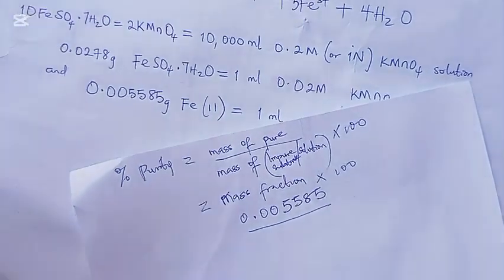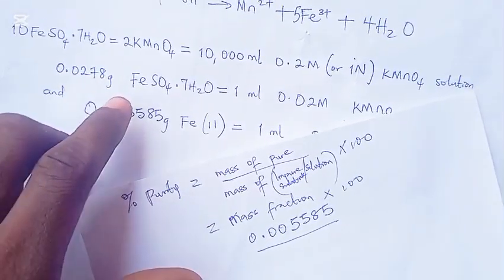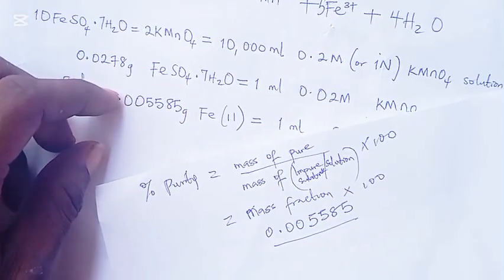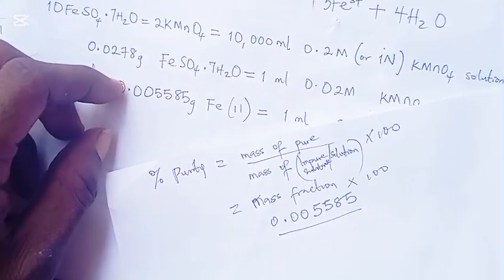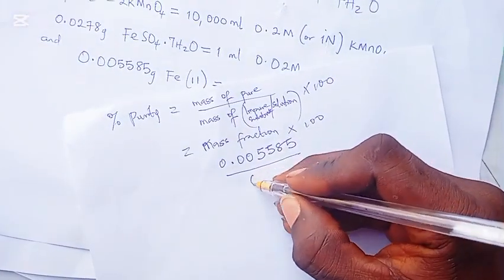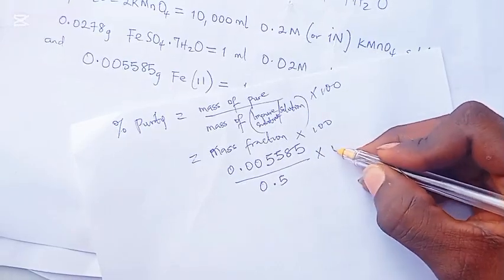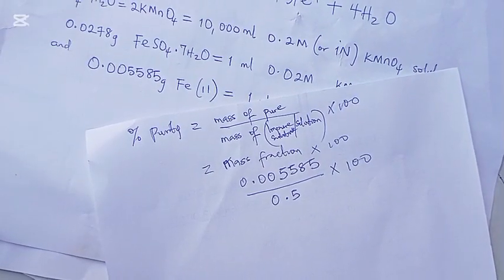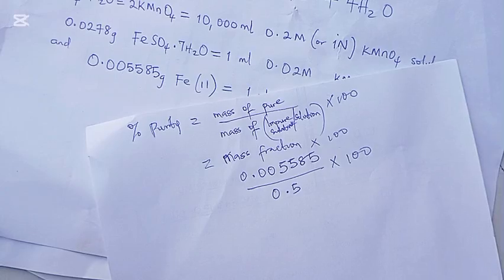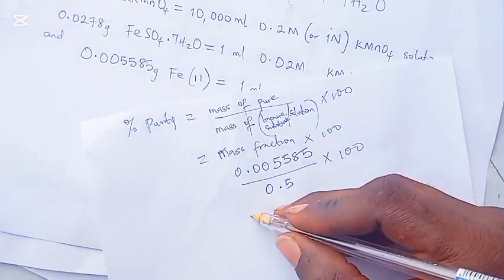Now notice something. I'm supposed to do all over 0.028 gram. But if I do this divided by this, what I'm actually doing is the weight percentage. Since they talked about percentage purity, I'll go to that question. There's a place where they say that the initial mass is 0.5. So in this case, I will do 0.005585 divided by 0.5, then times 100.